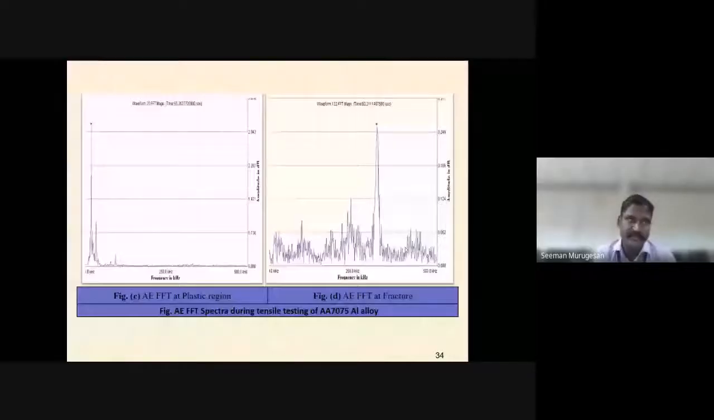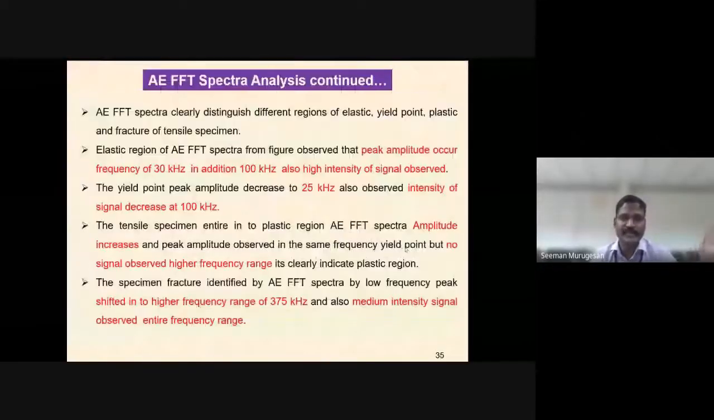The FFT clearly indicates the different regions: elastic region, yield point, plastic region, and the fracture of the specimen. So this is what I have been discussing, given in theoretical form.